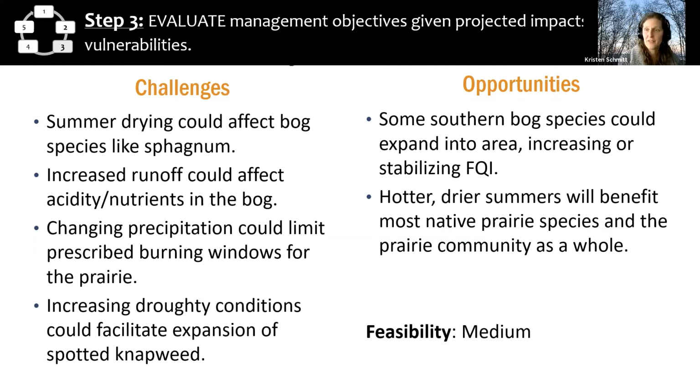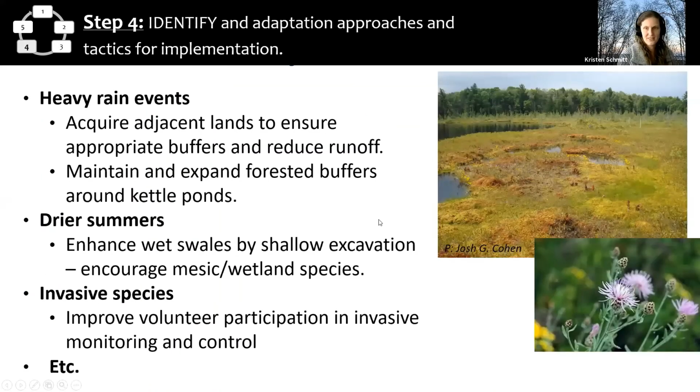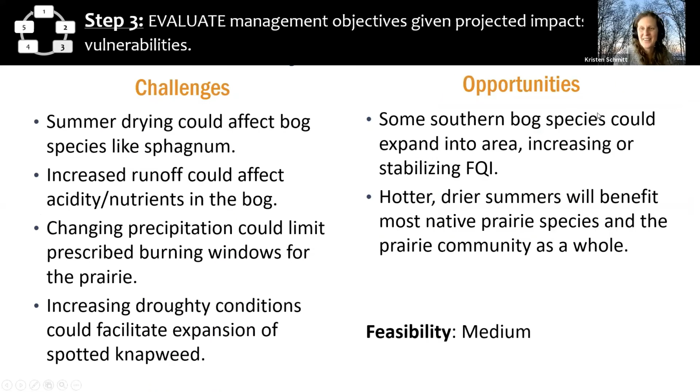But they did identify a few climate-related opportunities. They thought that climate changes could allow an opportunity for some more southern bog species to expand into the area, and that could help boost that native plant diversity, could help maintain it in spite of some of these challenges. And they also expected hotter, drier summers to benefit a lot of the prairie plant species that are native to the area.